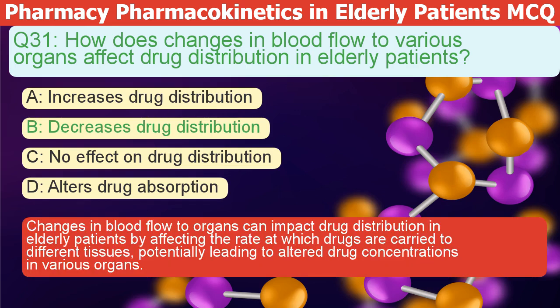Changes in blood flow to organs can impact drug distribution in elderly patients. This affects how quickly drugs reach different tissues, potentially leading to altered drug concentrations in various organs.